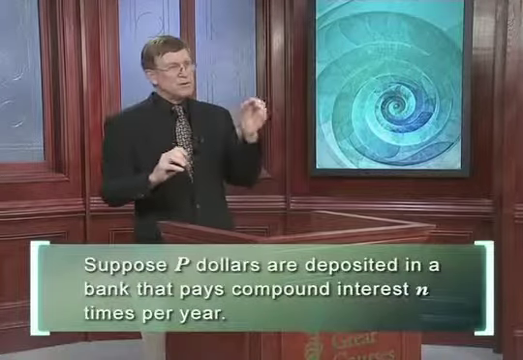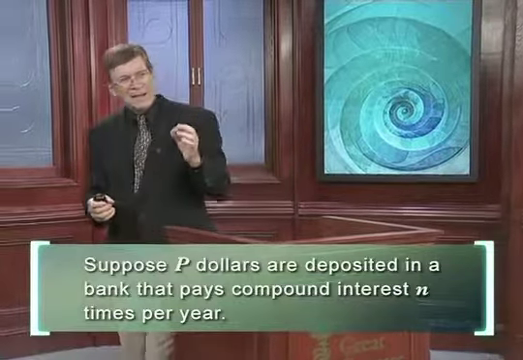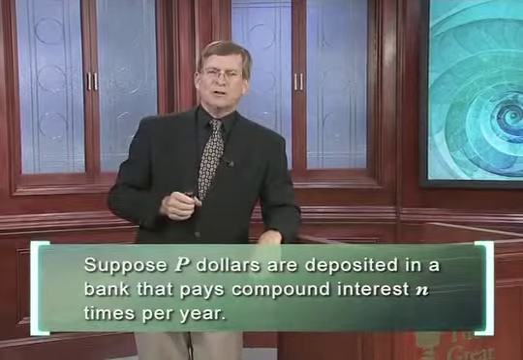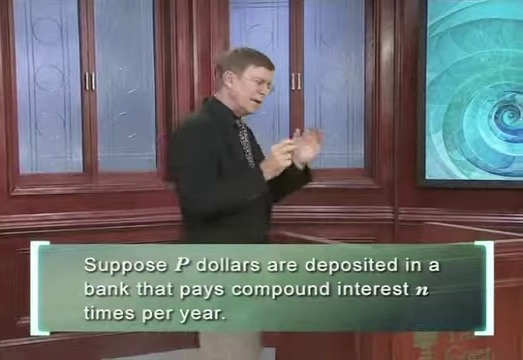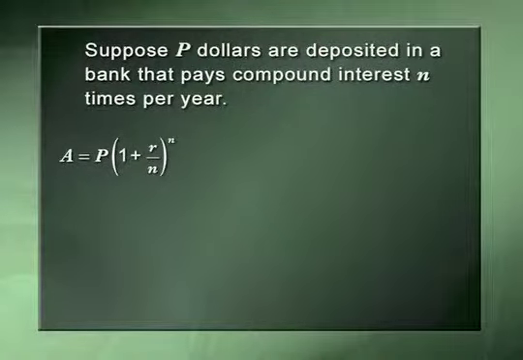Let me remind you about how compound interest works. Suppose you have P dollars and you deposit it in a bank that pays compound interest, and they compound it n times per year. Then the formula for how much money you have after 1 year is the following. It's P times the quantity (1 plus r over n) to the n. r is the interest rate, and you express it in decimal form. A is the amount after 1 year. And n is the number of times you compound per year.